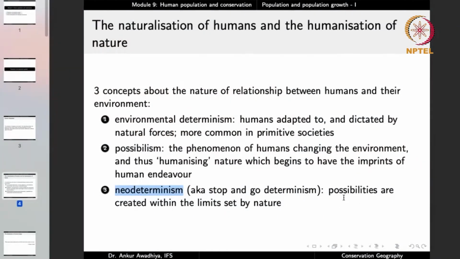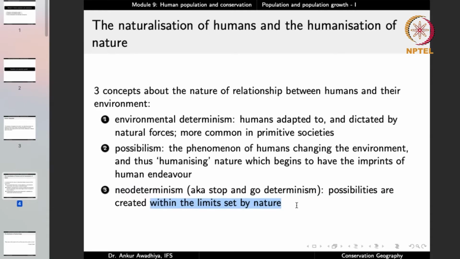In our conquest to make even very inhospitable areas hospitable, if we generate enormous amounts of electricity, we make tremendous new amounts of gadgets, then we are today facing the consequences in terms of global warming and climate change. So the stop and go determinism states that we can change things, but the environment still dominates. Things can only be done to a certain limit. Possibilities are created, but within the limits set by nature. We cannot overdo these limits.